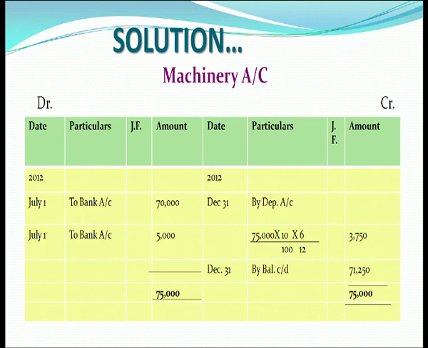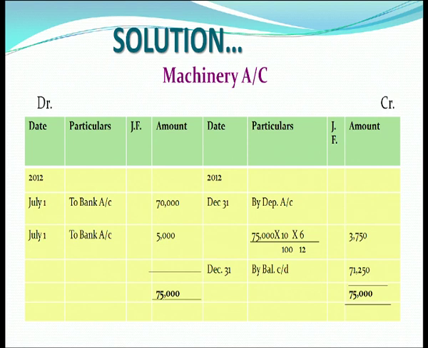So for 6 months, the amount would be 75,000 into the rate of depreciation, that was 10%. So multiply by 10 by 100 and multiply by 6 months, so 6 by 12. So the amount turns out to be 3750. And the accounting entry that we have made is depreciation account debited to machinery account.